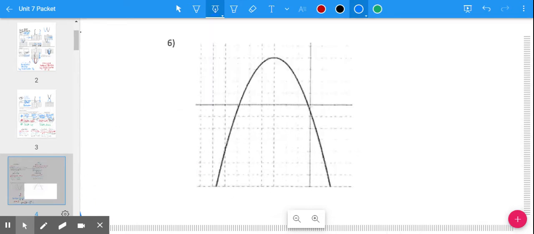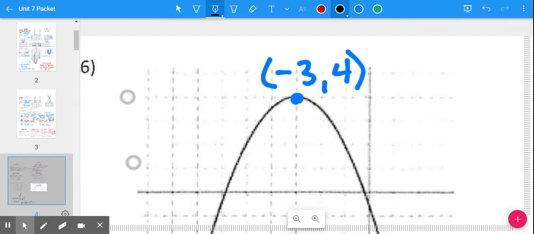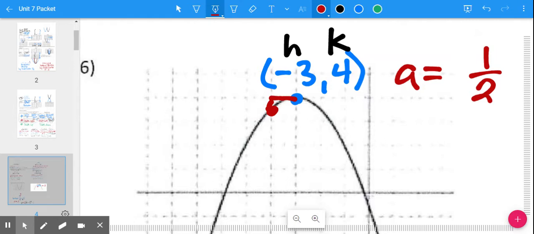So for the next one, we're given this. Our vertex is right here at -3, 4. So -3 is your h, 4 is your k. Now, in order to find the a value, remember, you're going to the next box over. It doesn't matter which direction you go because it's symmetric. When we go one box over, we go half a box down to get to your line. So your a is half. But your parabola is also opening down, which means it was reflected, which means it's a -1/2.